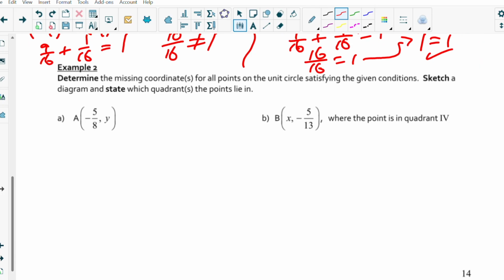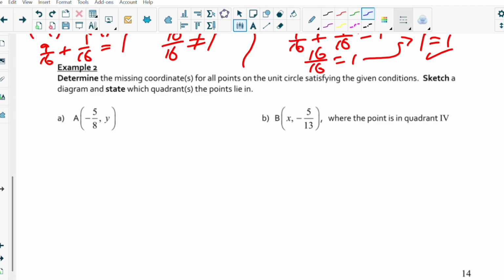Example 2. Determine the missing coordinates for all points on the unit circle satisfying the given conditions. Sketch a diagram and state which quadrants the points lie in. So I have A, negative 5/8, y, so we are telling you that it is on the unit circle, this coordinate A. What is the missing coordinate? And then tell me the quadrant that it could lie in, okay?